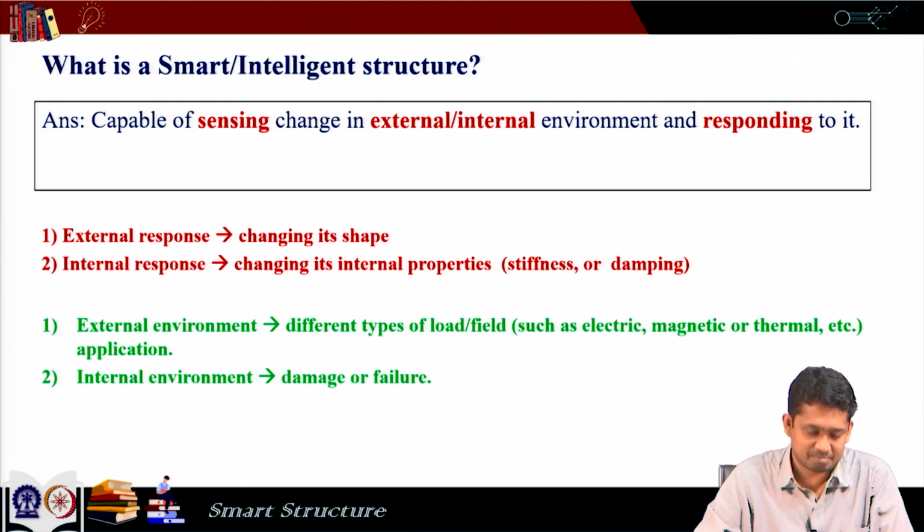and if there is any change in its internal properties, like if there is any damage or failure, that can be an internal change. Similarly, response also can be internal or external. If we again go to that aircraft example, when the aircraft encounters gust, it might want to change its shape, the wing might want to change its shape just to alter the aerodynamic load. So, that can be an external response. Internal response can be in terms of changing any internal properties like stiffness, damping and so on.